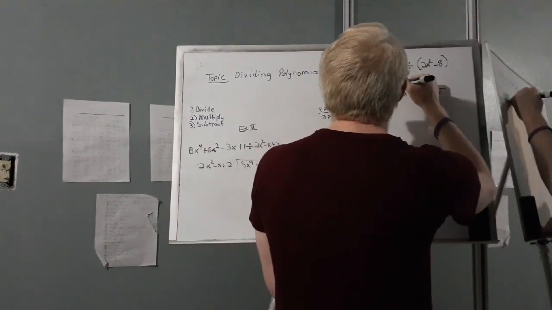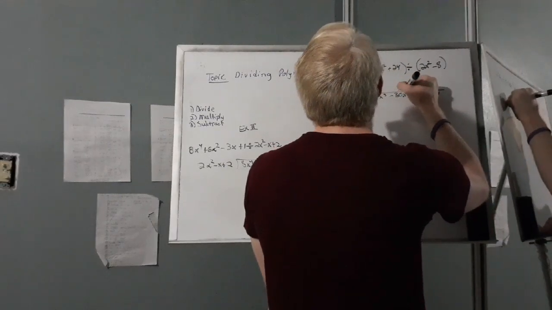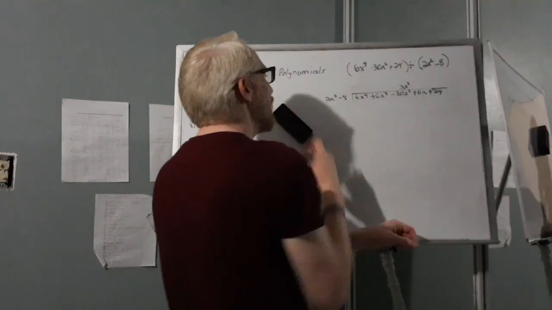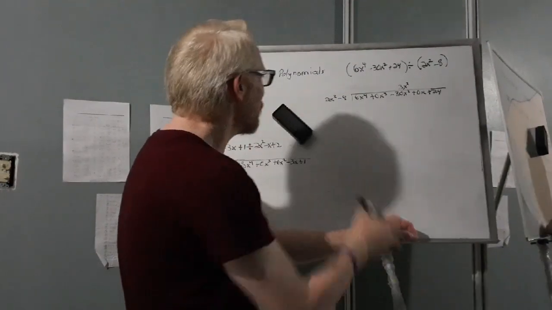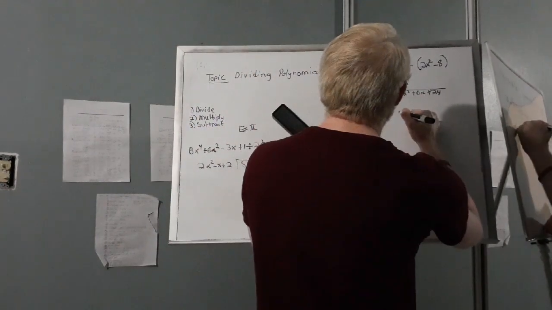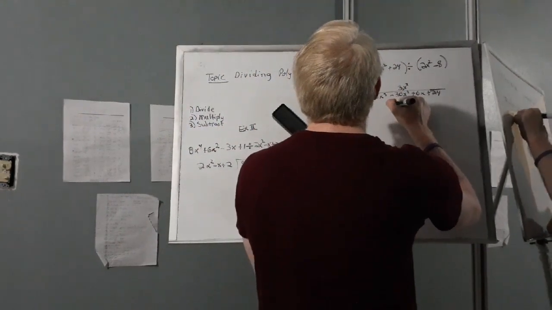So 3x squared is actually going to be here. Right? And then, now that I've divided, my next step, as you said, is to multiply. So you're going to multiply 3x squared by negative 8. So 3x squared times negative 8 would actually be negative 24x squared.